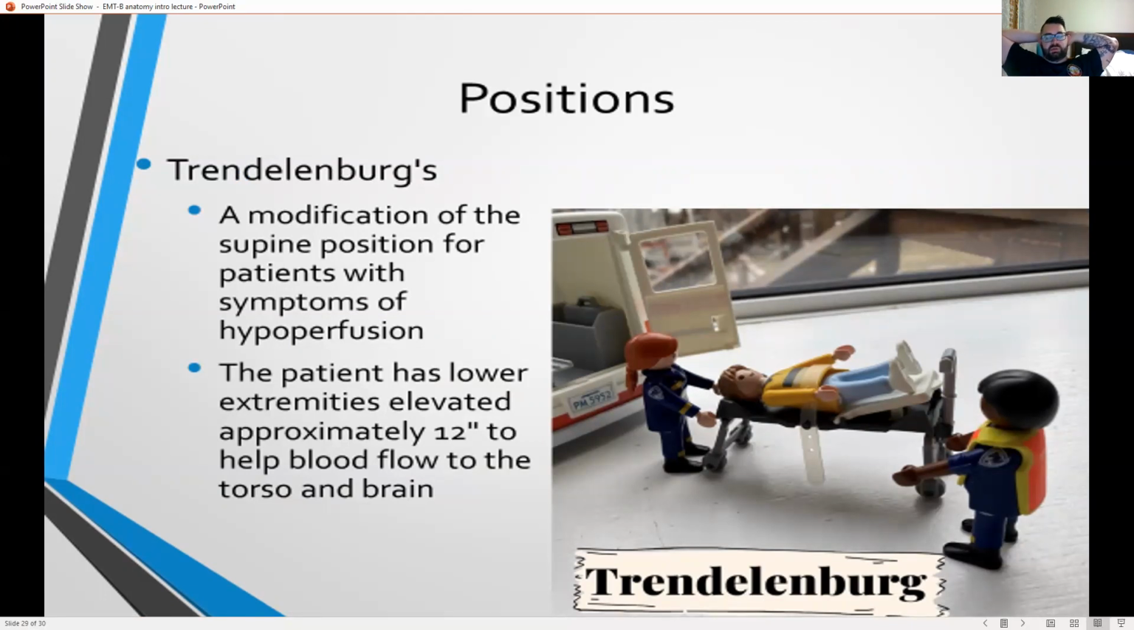So Trendelenburg used to be we'd lower the head and we'd raise the feet 12 inches. We have now traded Trendelenburg for just a shock position. Shock position is the patient is laying supine with their feet elevated 6 inches, and that will facilitate more blood flow back to the vital organs. But Trendelenburg has been phased out from what I've been told. So that'd be the last position, but Trendelenburg doesn't really exist anymore, but I'm letting you know about it because I want to be thorough. And now we have just shock position. Shock position is what? Supine, feet elevated 6 inches.